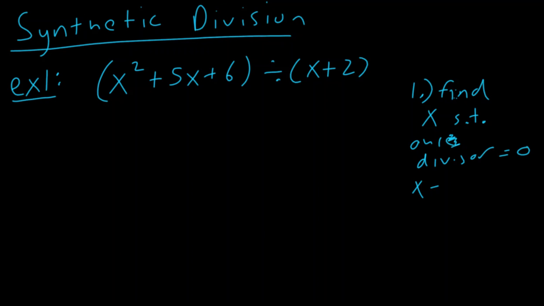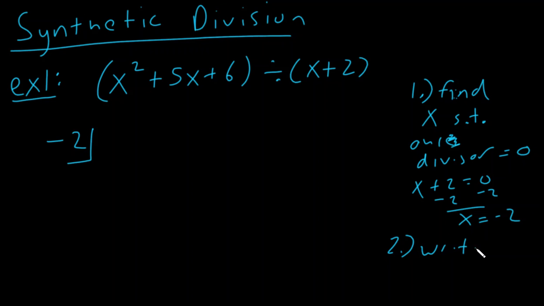So for example, x plus 2, we set that equal to 0. And what's the opposite of plus 2? Well, minus 2, and we say x is equal to negative 2. Okay, that's step 1. Now what do I do with that? Well, the way that we set this up is we take this negative 2, we put it almost in kind of a reverse long division box, and now step 2 is we're going to write out our coefficients.